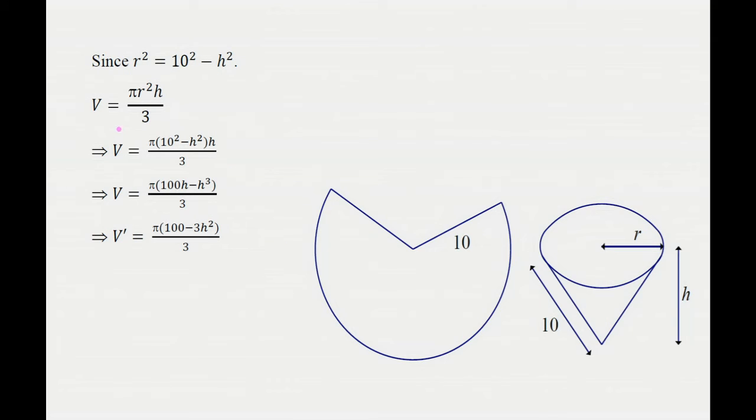So we're going to start with our constraint. r squared is equal to 10 squared minus h squared. And our primary equation is V equal to pi r squared h divided by 3. And I'm going to substitute or replace r squared with 10 squared minus h squared. That's what I did right over here. And with a little bit of algebra, I get this right here. Now I need to find the derivative of V with regard to h, and that gives me this.